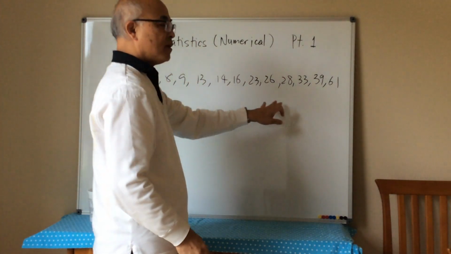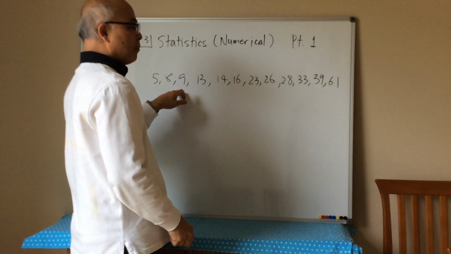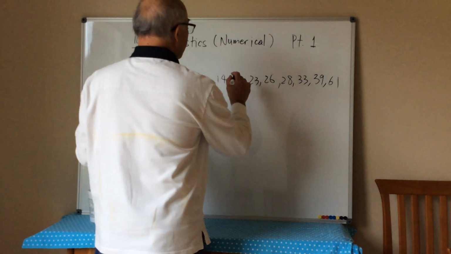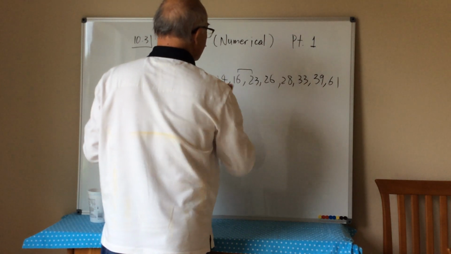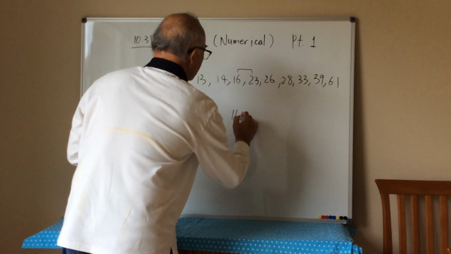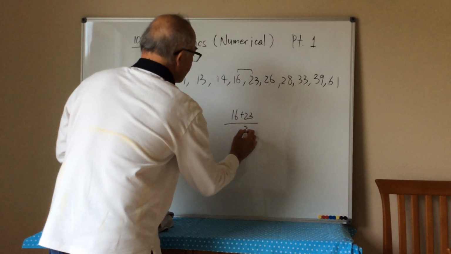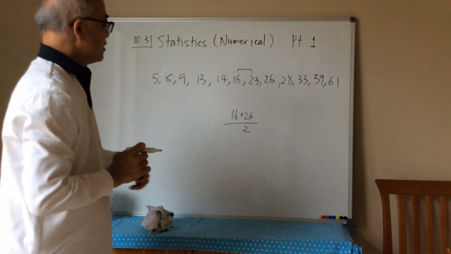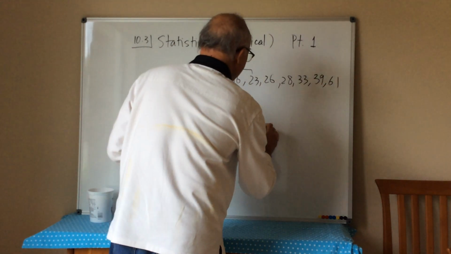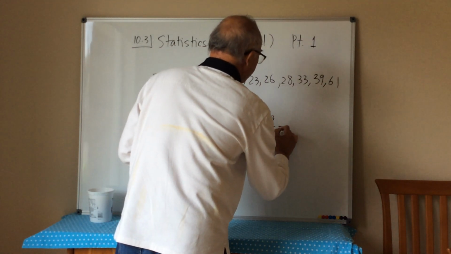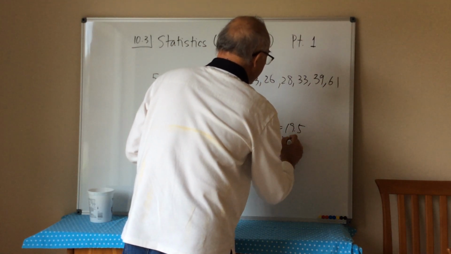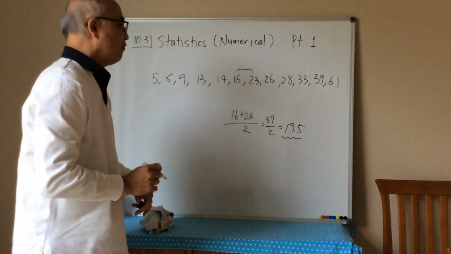So when you have an even number of data points, your median is going to be in between these two. In other words, the median is going to be halfway between them. So you would have to do 16 plus 23, which is 39, divided by 2. So your median is going to be 19.5.